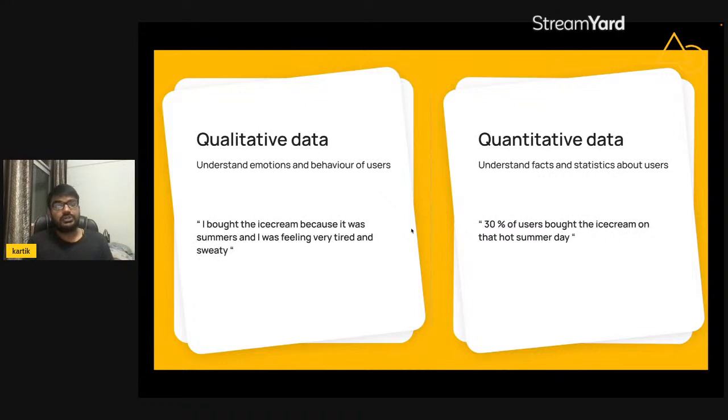I have put two good examples here. Like, I bought the ice cream because of summers and I was feeling very tired and sweaty. So you're understanding a lot of qualitative aspects about the user here.